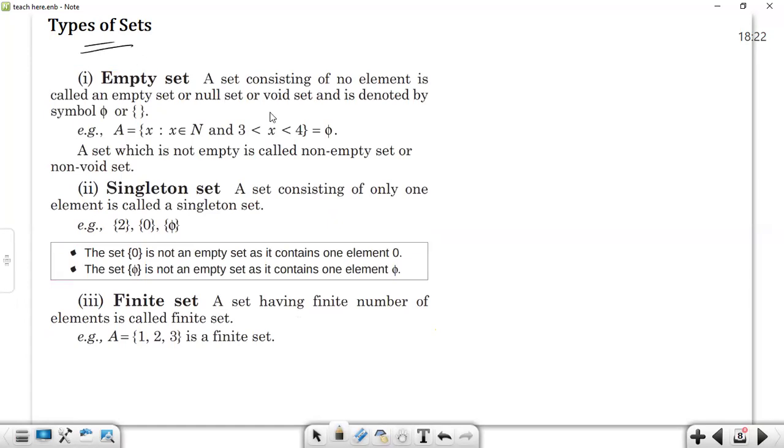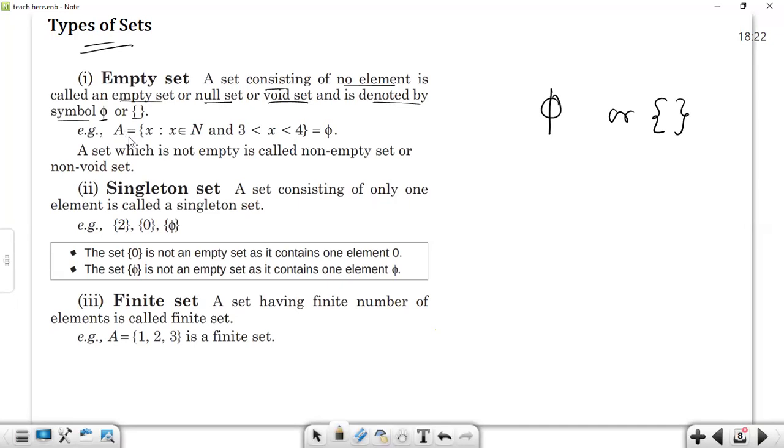Let's discuss the types of set. Empty set. An empty set is basically a set lacking elements. A set consisting of no element is called an empty set, or null set, or void set. All these three words are important. It is denoted by phi or by curly brackets with nothing in between. So an empty set is denoted by this or this.